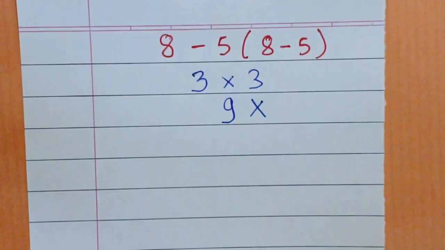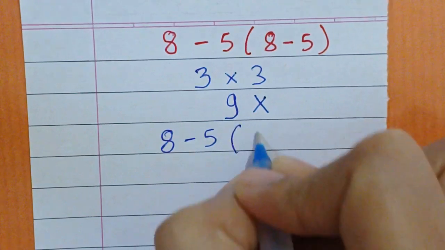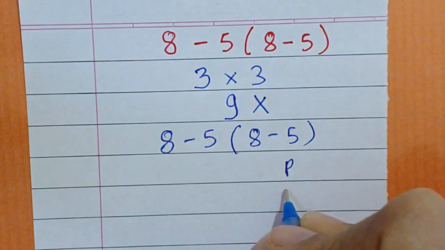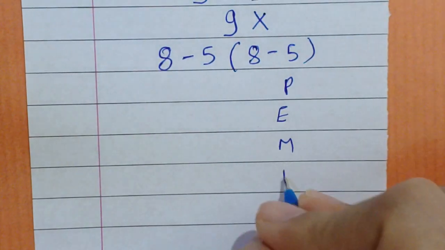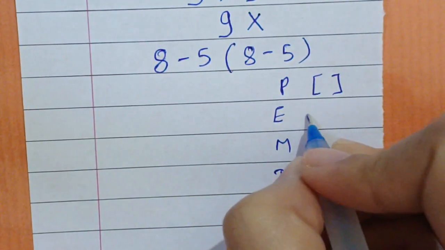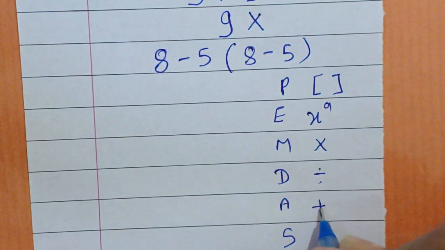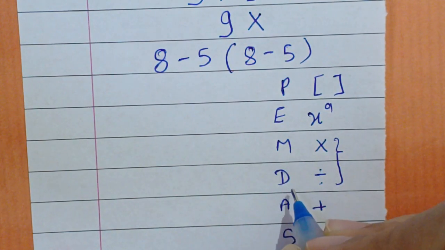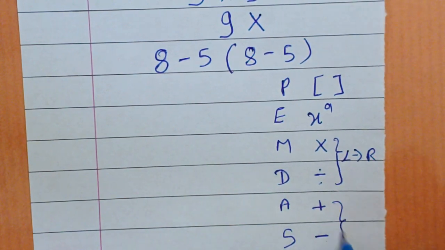Because according to order of operation which is PEMDAS, here first write the question. P E M D A S, PEMDAS. P is parenthesis, E exponent, M multiplication, division, addition, subtraction. Here you have to remember this multiplication division both have equal priorities, therefore go from left to right. Same for addition and subtraction.